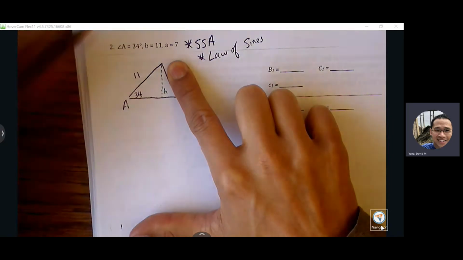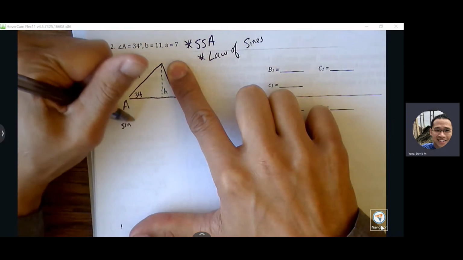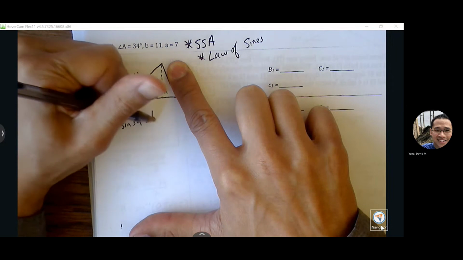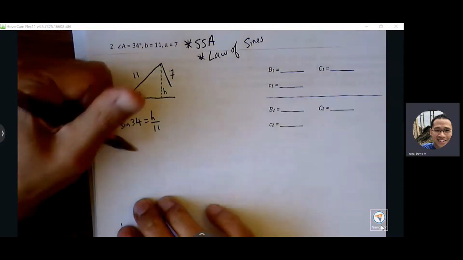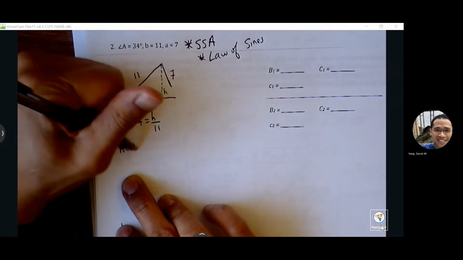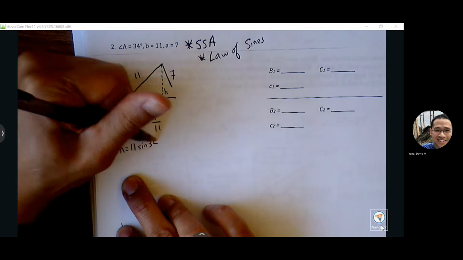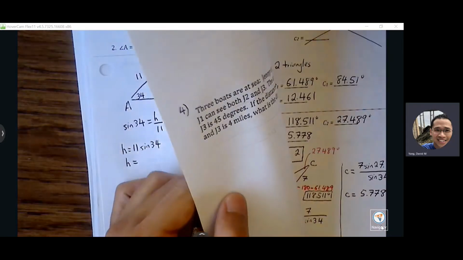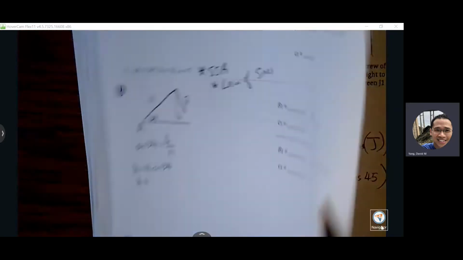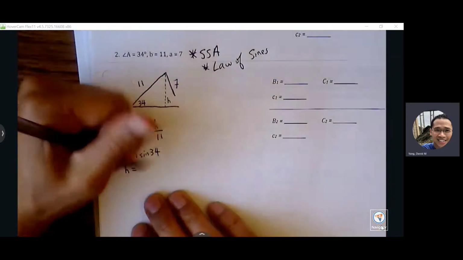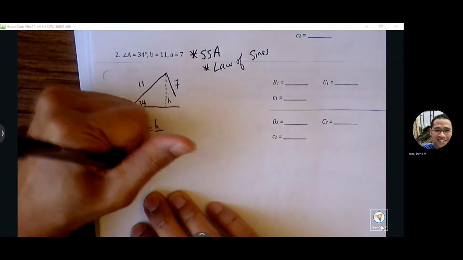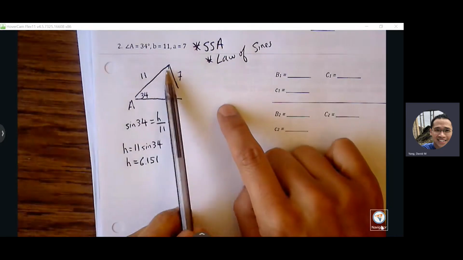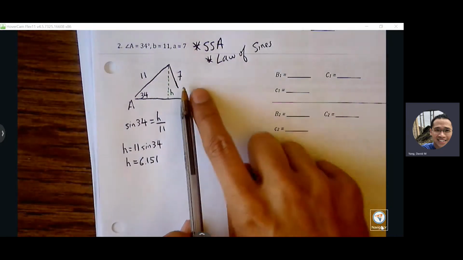Sine 34 is equal to h over 11. Good. Cross multiply. Okay, what did you guys get for h? Okay, 6.151. So you know that this vertical height is 6.151.